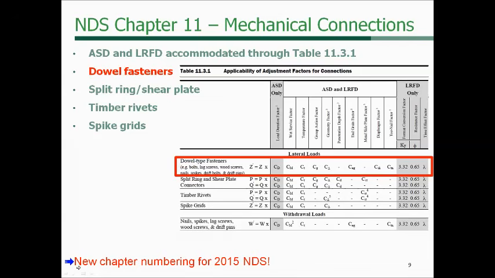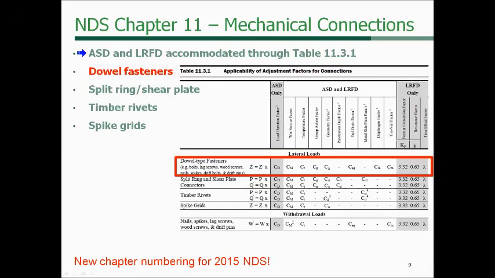And so when you may be used to seeing this table as 10.3.1, it's now in chapter 11. We've added a new chapter 10 for cross-laminated timber, and so that sort of shifted all the connection chapters up one. So this table, 11.3.1, covers the adjustment factors for connection design.